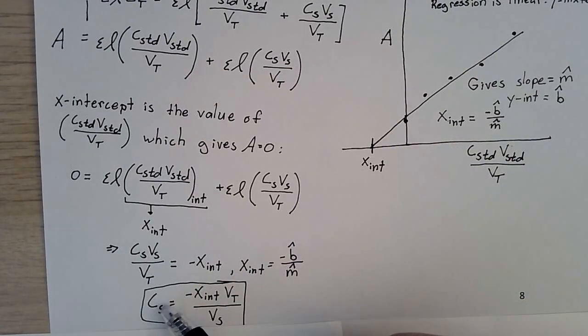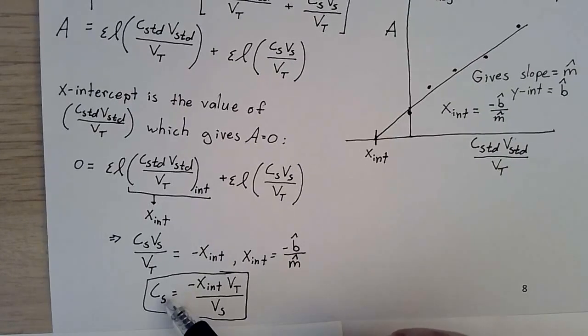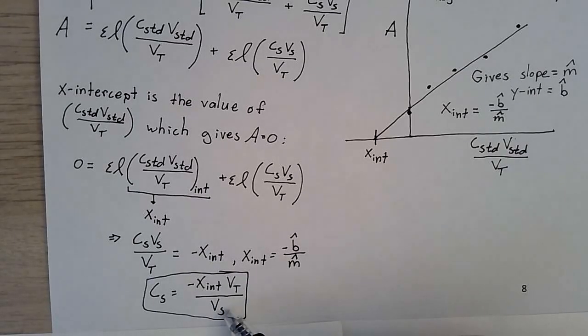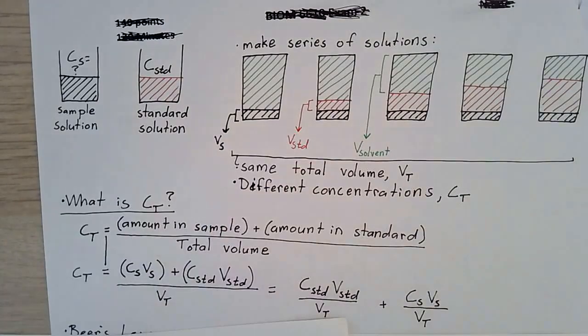Solving for this concentration, we obtain this expression here, that it will be equal to minus the x-intercept times the total volume divided by the volume of the sample solution added to each one of our series of solutions. Okay. And that's how you can obtain the concentration in the sample solution here.